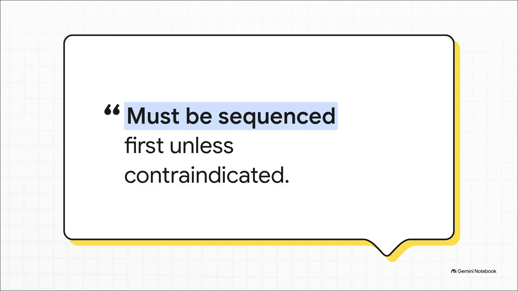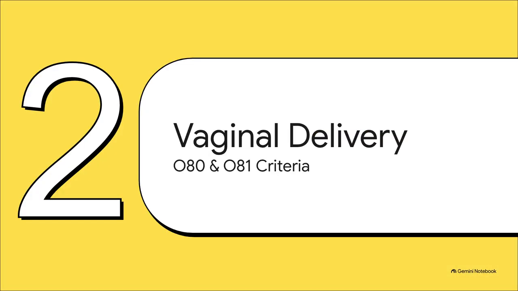Now here's a foundational rule for Chapter 15 that you absolutely cannot ignore. The delivery code must be sequenced first unless it's contraindicated. Generally, this is going to be your principal diagnosis. But, and this is a big but, if the admission was actually for a complication of labor and delivery, say something from the O60 to O77 range like fetal distress or obstructed labor, then that complication code takes the top spot. Those standalone normal delivery codes only get to be the principal diagnosis when the encounter is basically entirely uncomplicated.